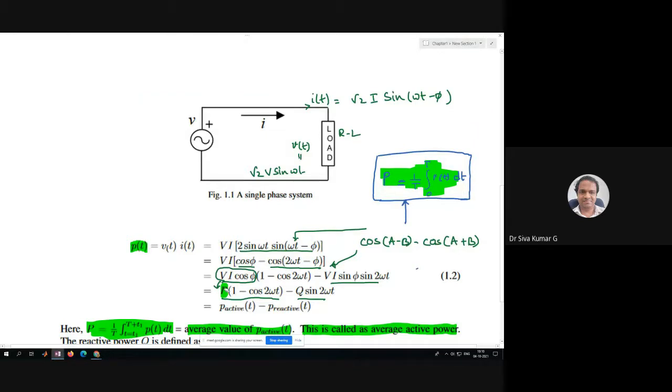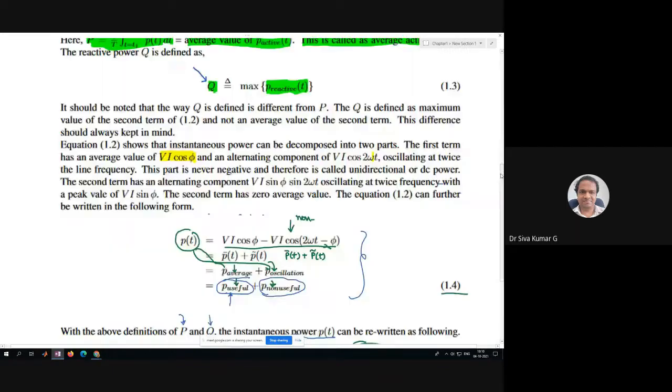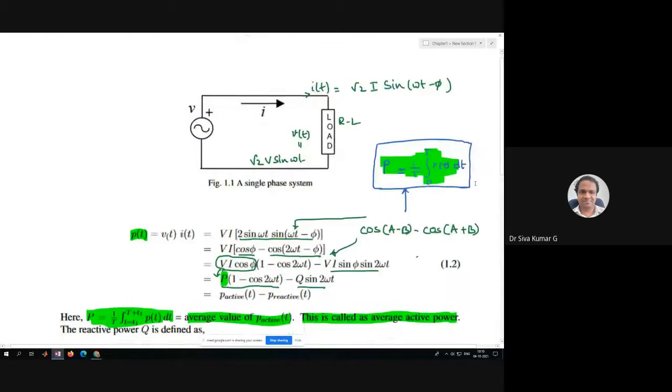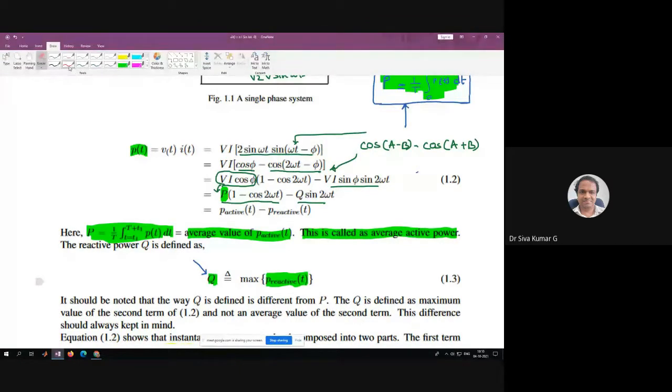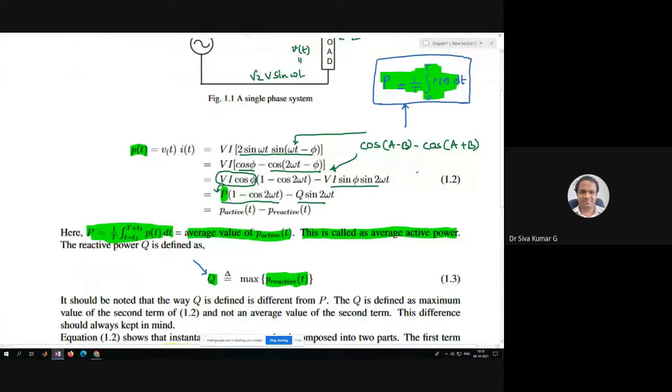We have seen the real power P of t, that is, the instantaneous power P of t, which is V of t multiplied by I of t. This is the equation which we have seen in the last class. This particular equation is the P of t.